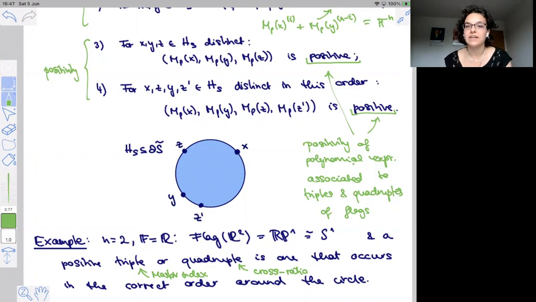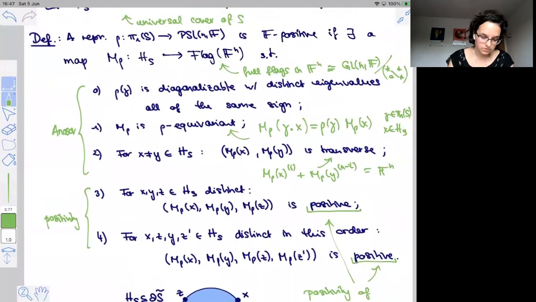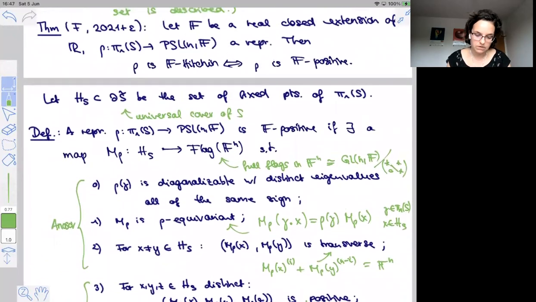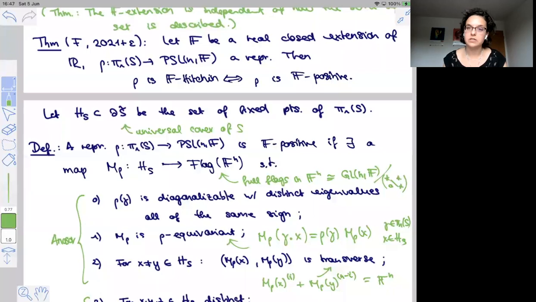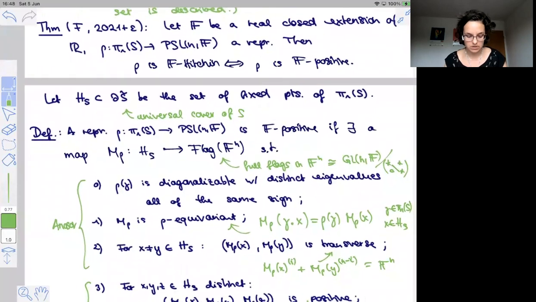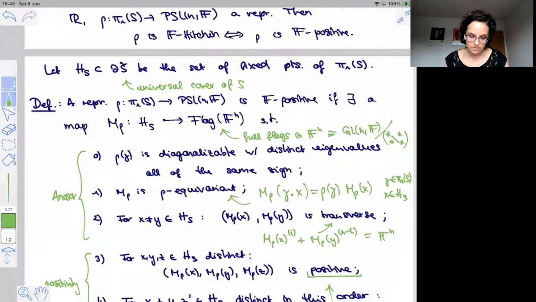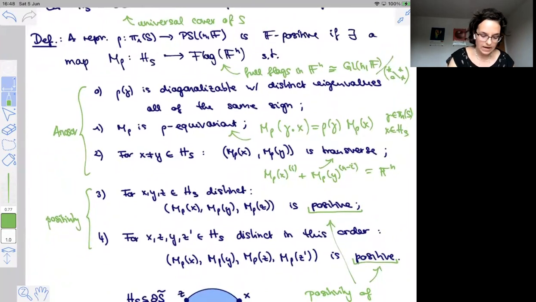This is maybe a lot to digest, but I now want to try to convince you of the forward direction of the theorem. So we need to prove that if we are F-Hitchin, so lie in the F extension of the Hitchin component, then we're F-positive. So we need to find this boundary map and check that all these properties hold. I now want to convince you that property 0 holds.